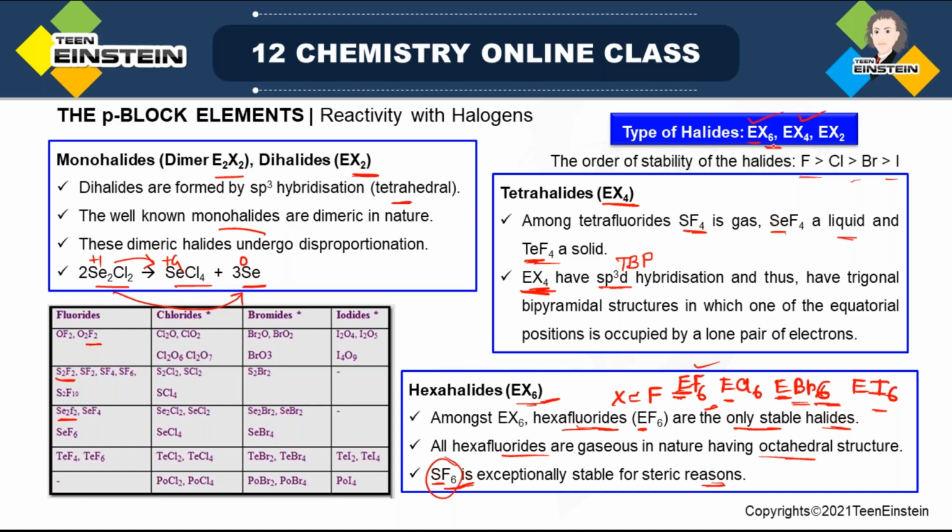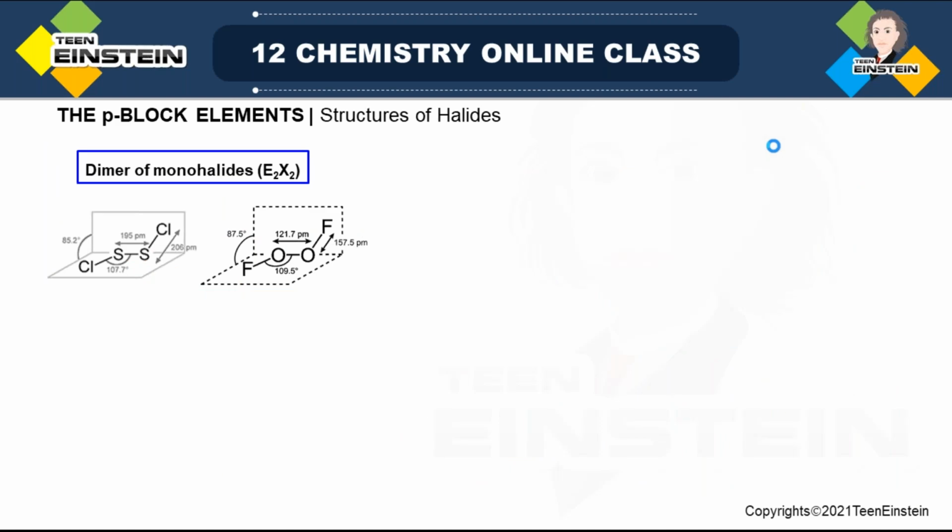Okay, so in this slide is there any doubt? Next we'll see their structures. Structure of halides of group 16. First we have 2 pictures. This is the dimer of monohalide, that means 2EX equals E2X2. So here we have the examples S2Cl2 and O2F2. So this is the fluoride of oxygen and this one is the chloride of sulfur.